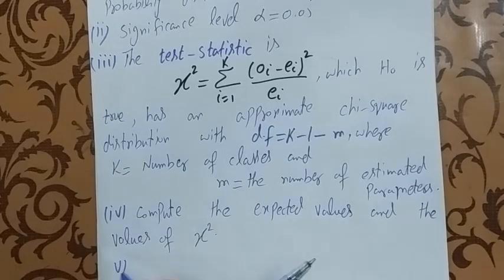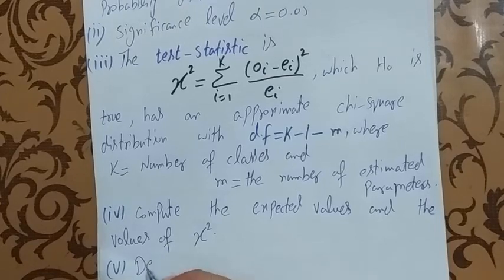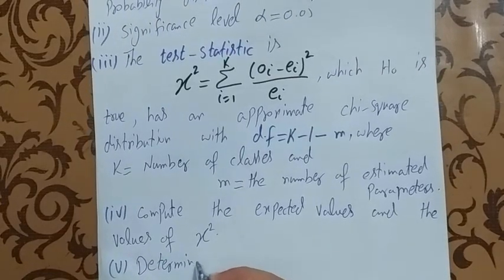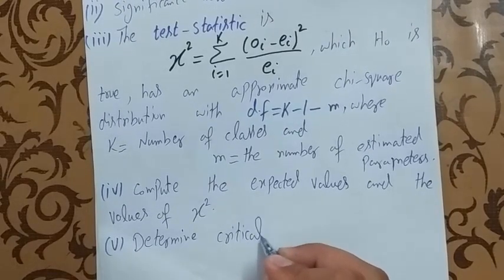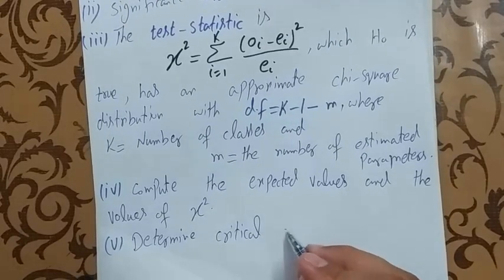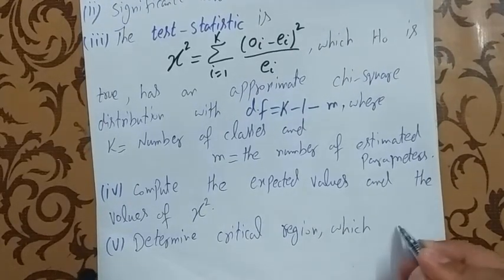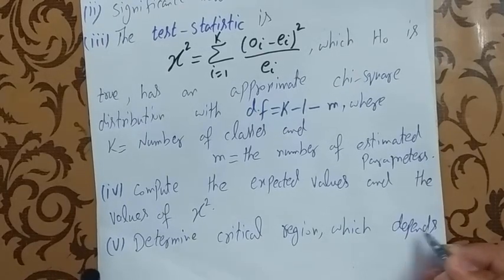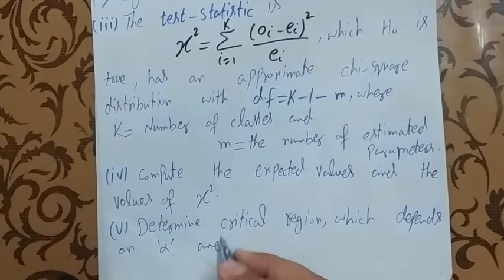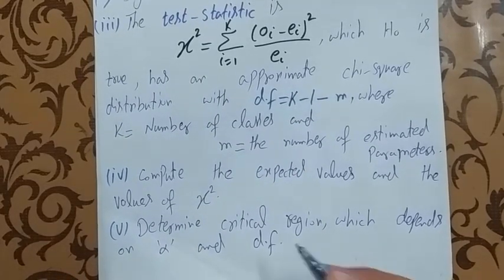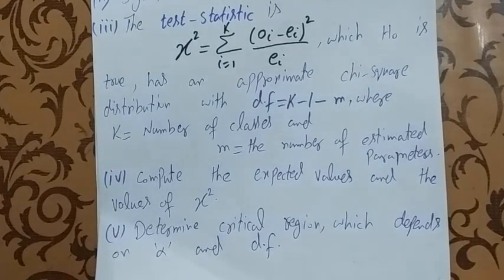In the fifth step, determine the critical region, which depends on alpha and degrees of freedom, just like for the contingency table and the chi-square distribution.